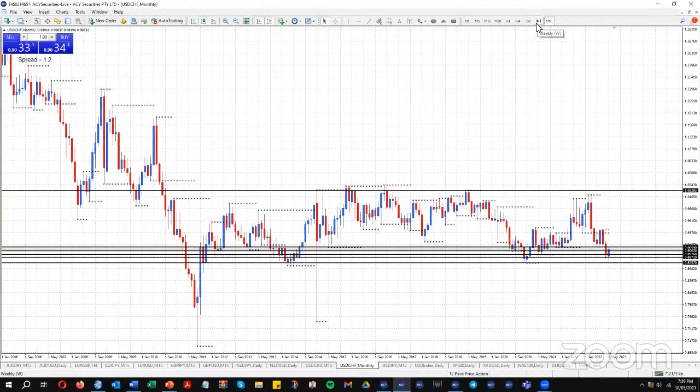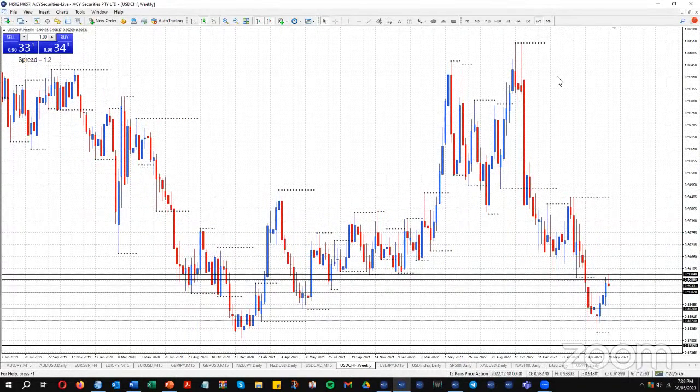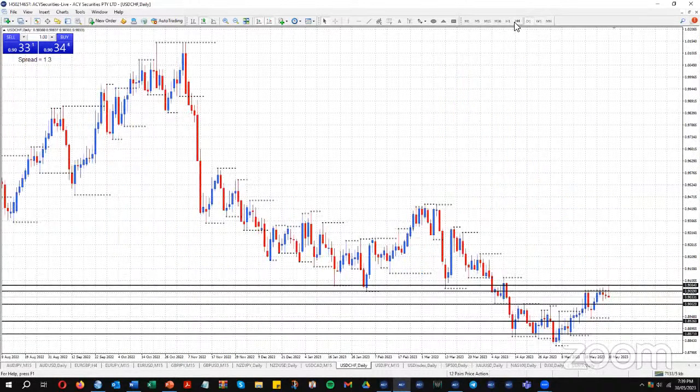So, you know, we are getting selling pressure from these lows. All right, let's just have a look at the 4-hour chart.